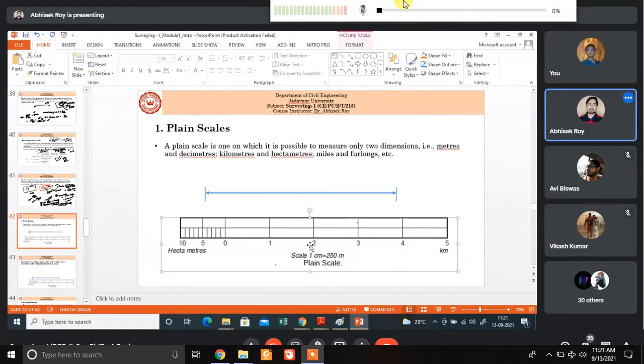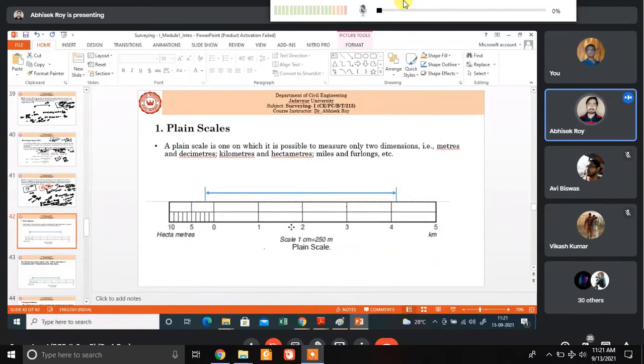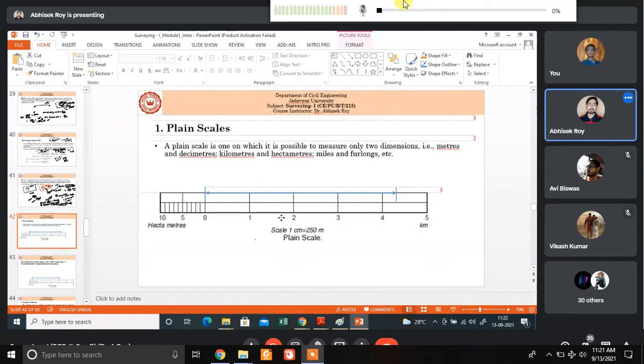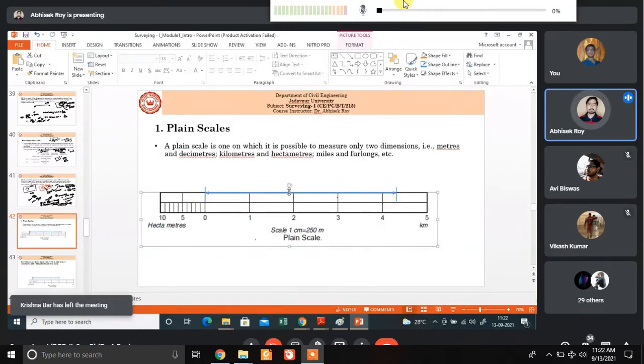Okay, sir. So now suppose you have to measure this AB length, what will you do? You will go like this. If you place 0 here, you can see the length will be more than 4 but less than 5. Is it clear to everyone? So the length of AB in the actual field will be more than 4 kilometer but less than 5 kilometer. Is it clear to everyone?